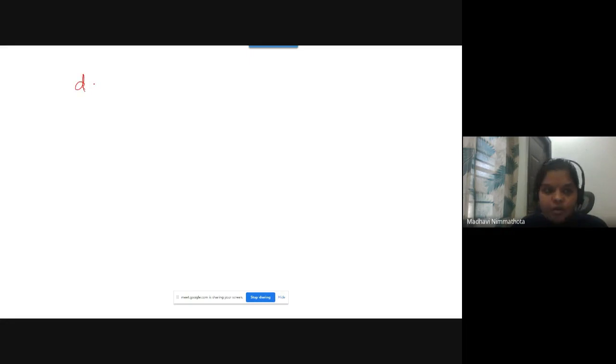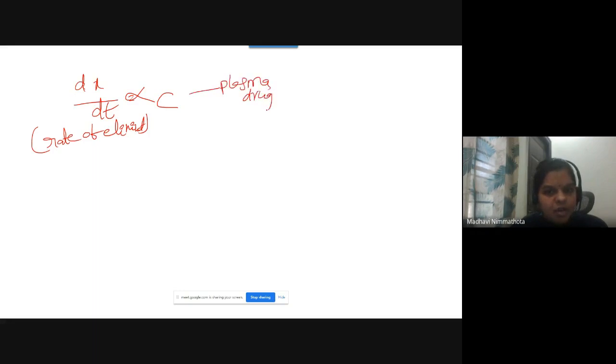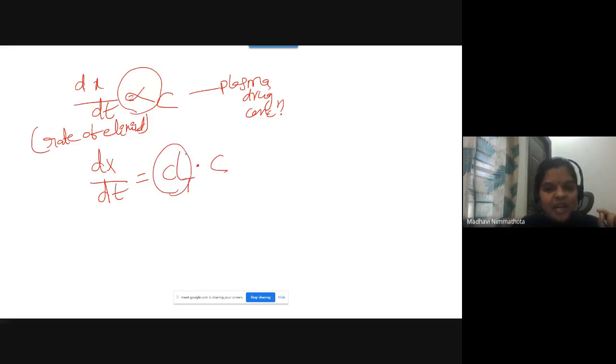And the rate of elimination dx by dt is directly proportional to C, that is the plasma drug concentration. Here you are going to find out clearance, right? By removing this proportionality, you will get one constant. Then dx by dt is equal to CLT into C. Here the CLT is a constant.